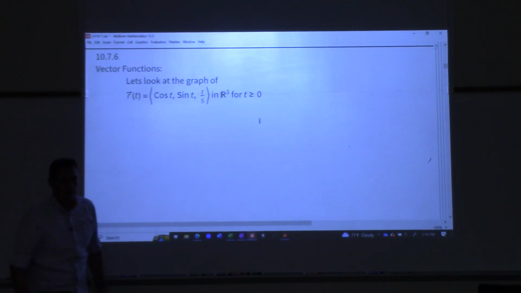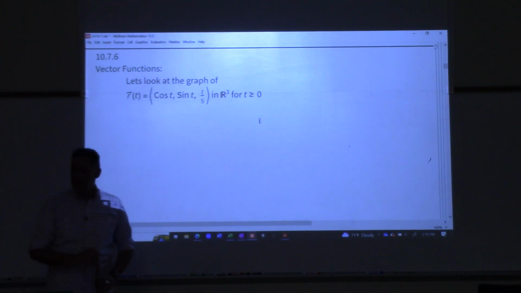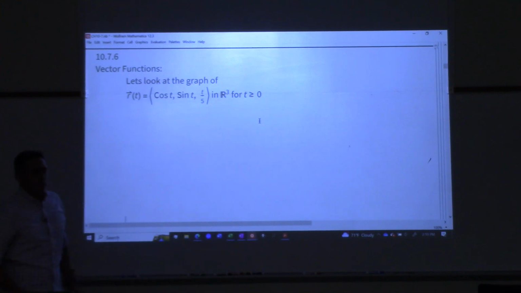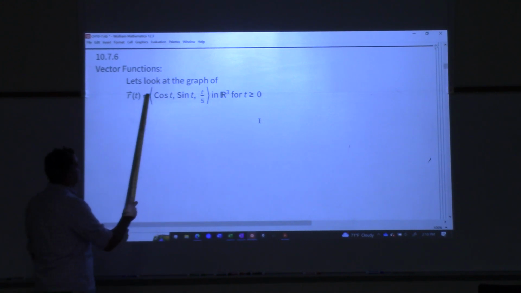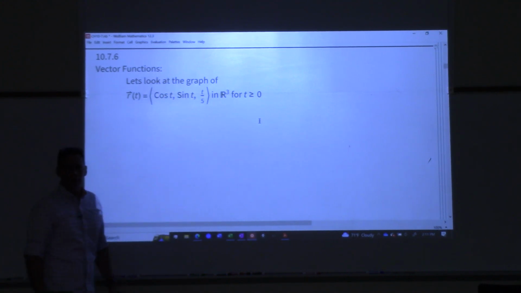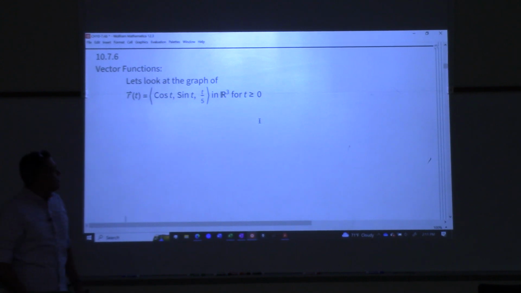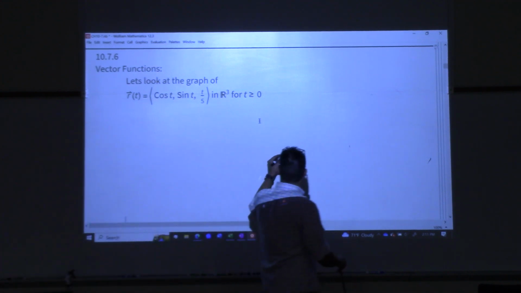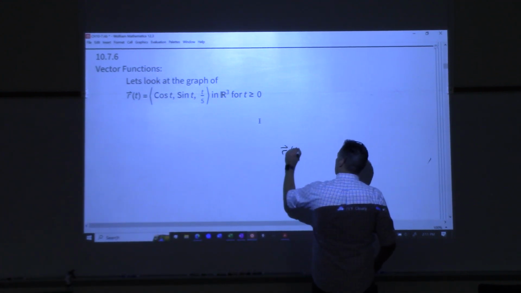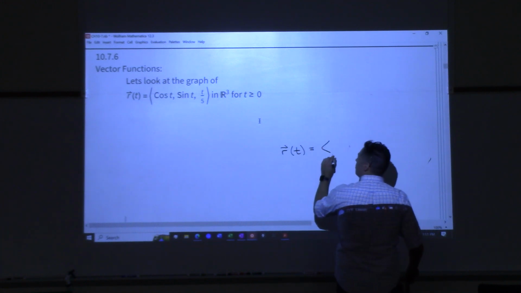Okay, look at this one. This is a vector valued function. The outputs are vectors in what dimensional space here? 3. Because the input is t, and we have 1, 2, 3 component functions. Think about what happens. You know what? Let's pause on that for a second and look at a two-dimensional vector.